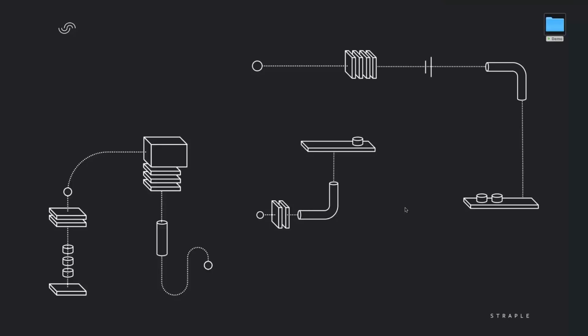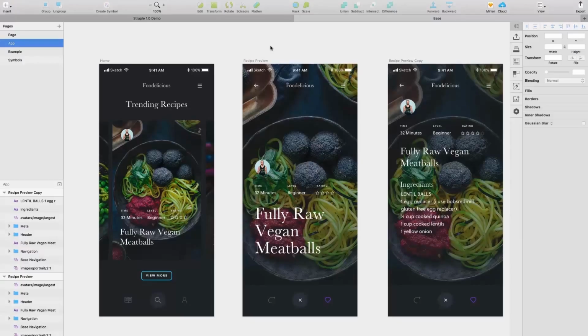So let's take a look at building custom components inside of Sketch. We've got our Straple design system folder here, which we've copied to our desktop and renamed demo. Let's just open that for now. So here you can see that we have an application already designed.